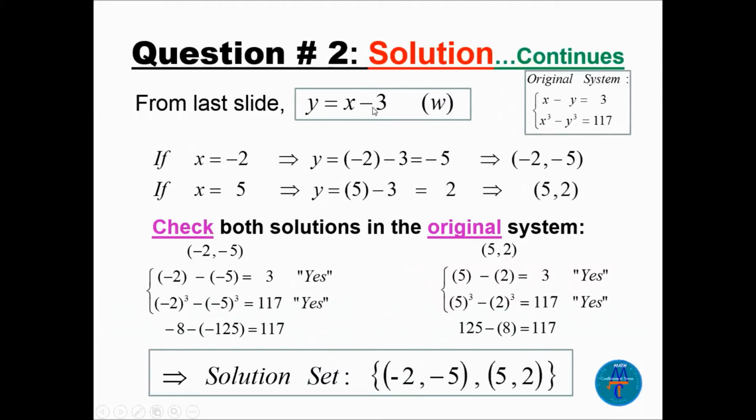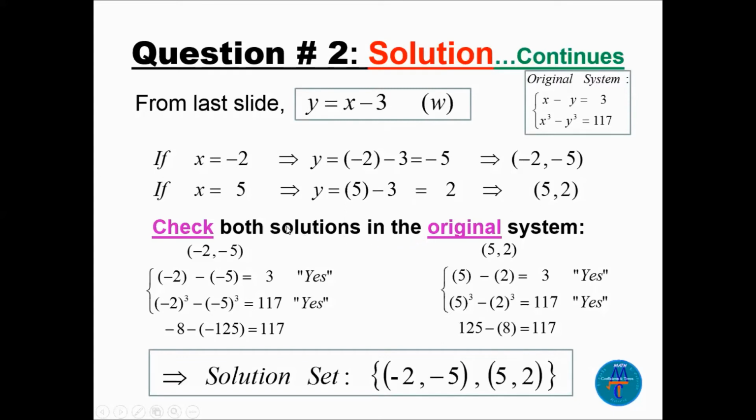Now on the next slide, this is W: y equals x minus 3. I start taking the x equals minus 2, which I found in the previous slide, and replace it there in the x. So y will be minus 5. See, x minus 2, y minus 5. If x is 5, replace it also in W. 5 minus 3 is equal to 2. So this would be 5 and 2.